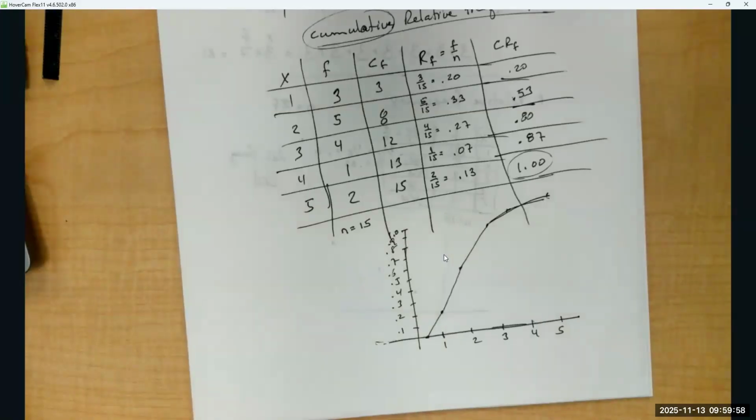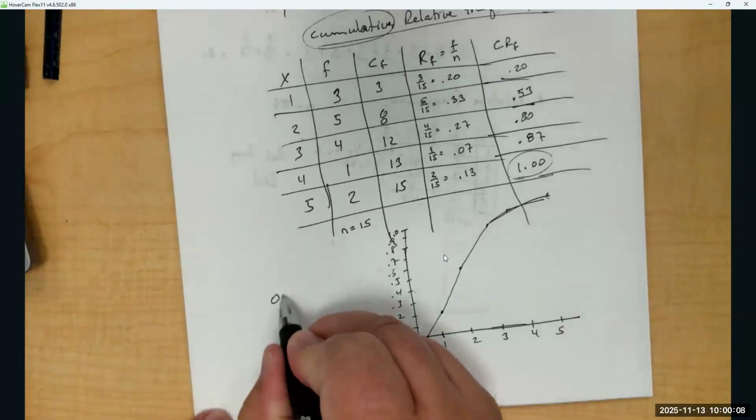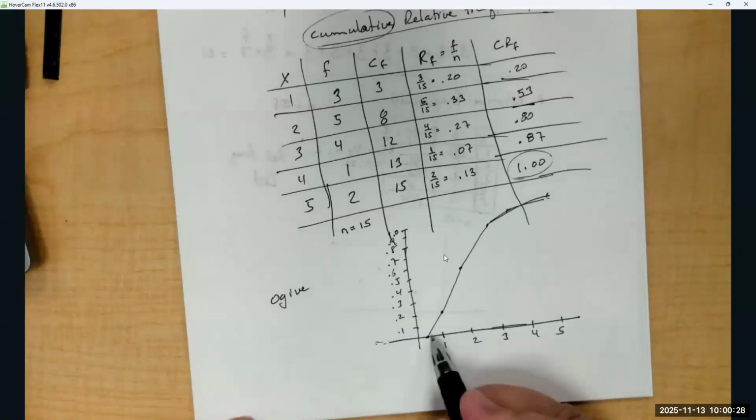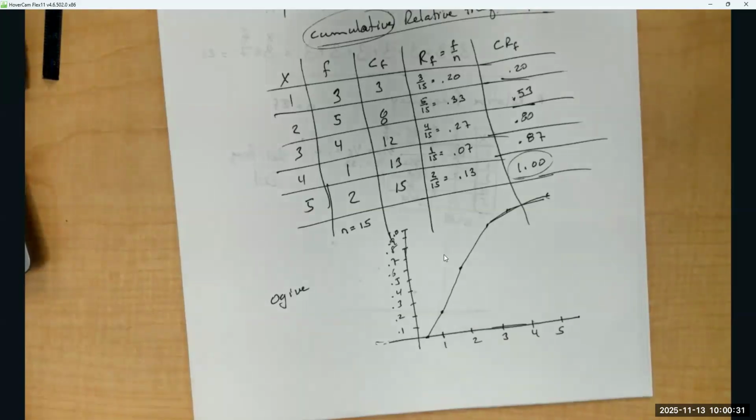It's always going to have that shape. It's increasing, which is also what's called an ogive. An ogive is a progressively increasing graph. It starts with the lowest and goes to the highest. Let's look at an example we have here.